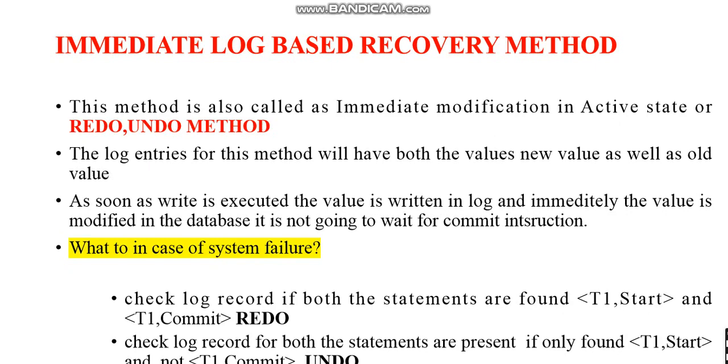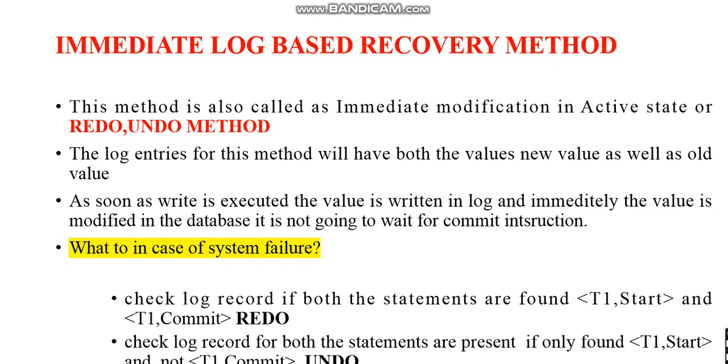In the previous video I have already explained the concept of redo. So what is redo? It is going to set the data item to the new value. Next, it is going to check the log record for both the statements. If only one is found, T1 comma start and not T1 comma commit, then it is going to do undo.